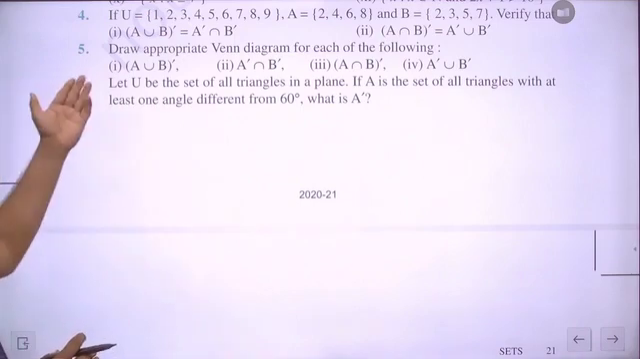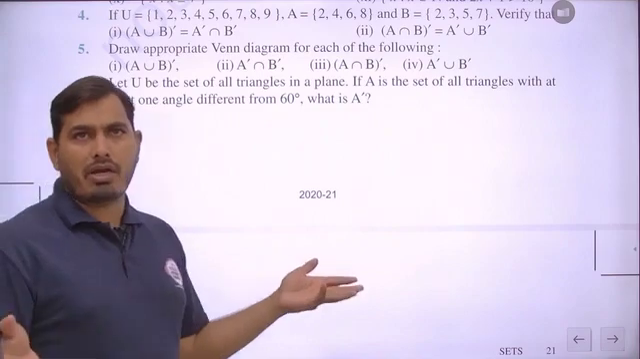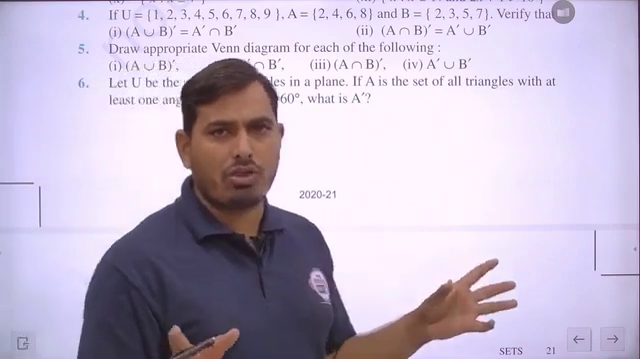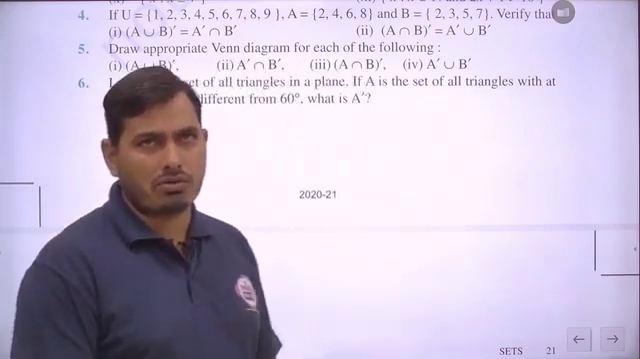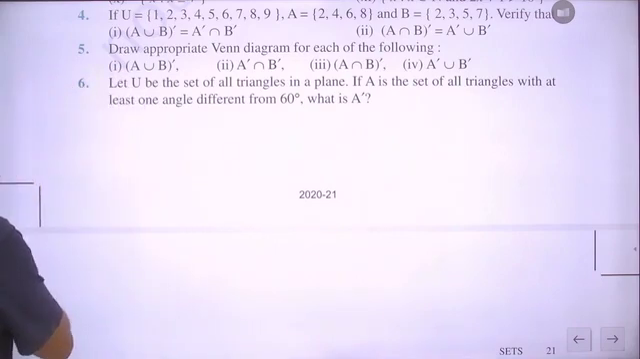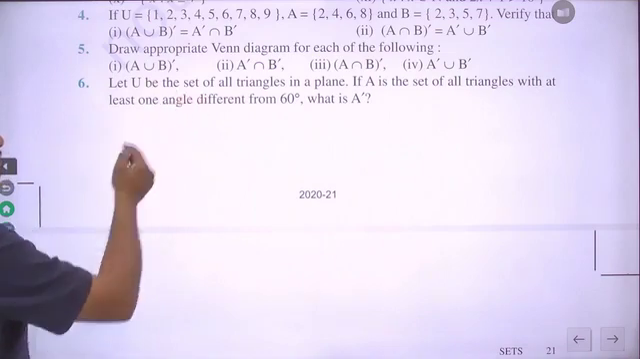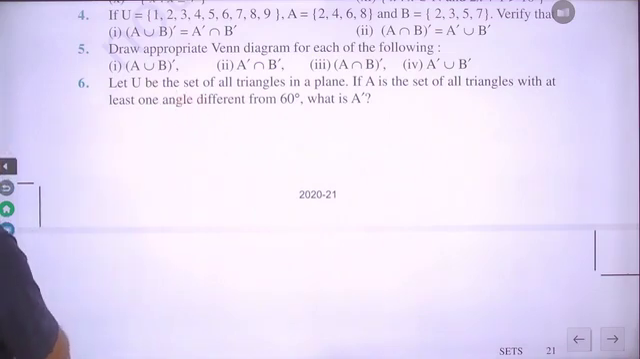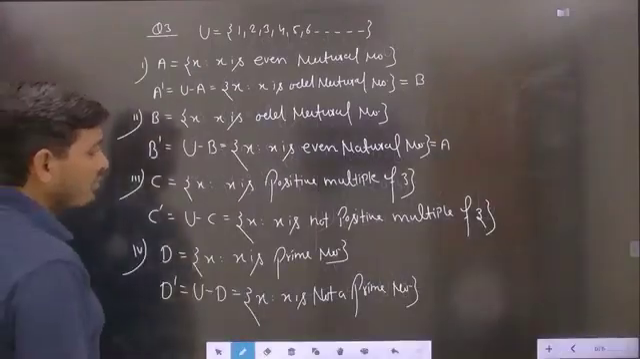Here you can see the results. You can identify that these laws are called De Morgan's laws, and you have to just verify the results. So, no problem. Now we will take this question: 1 2 3 4 5 6 7 8 9, this is 2 4 6 8, and 2 3 5 7. No problem. So next, question number 4 we are taking here.